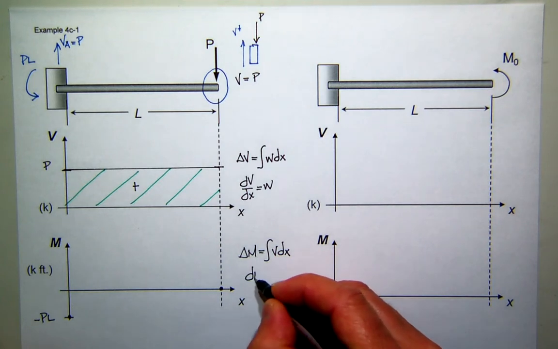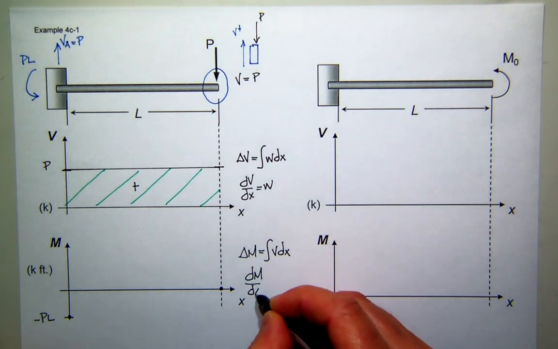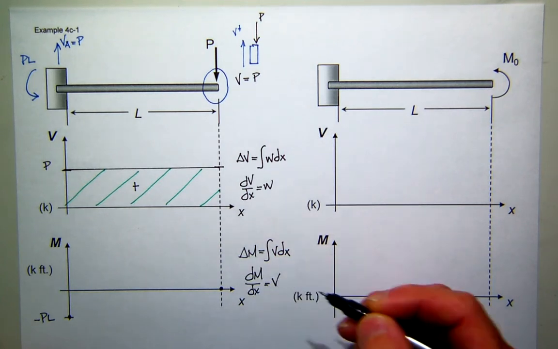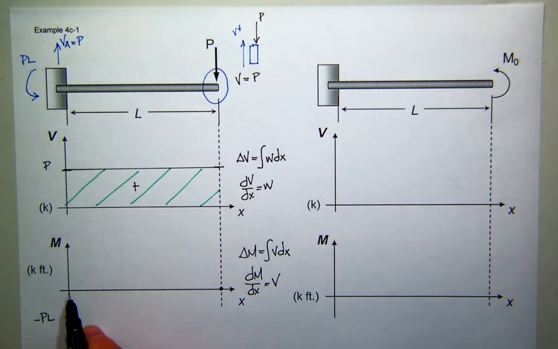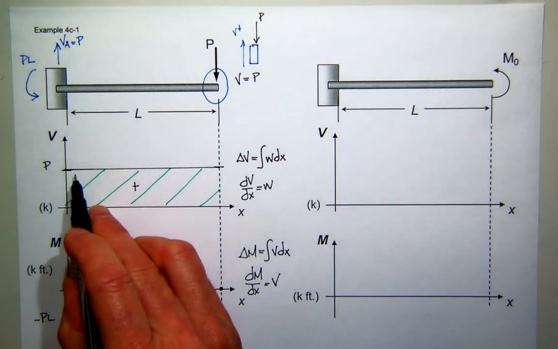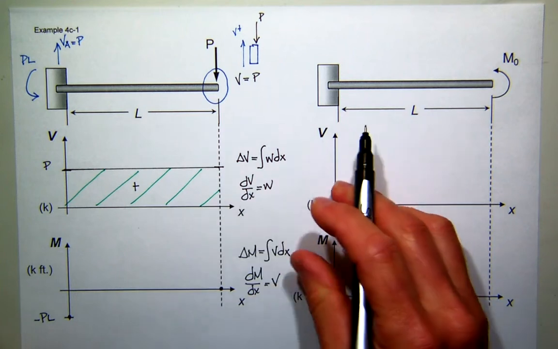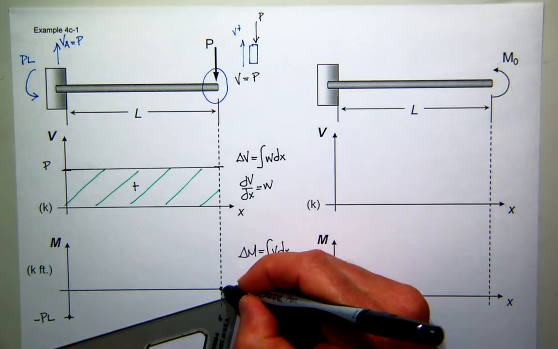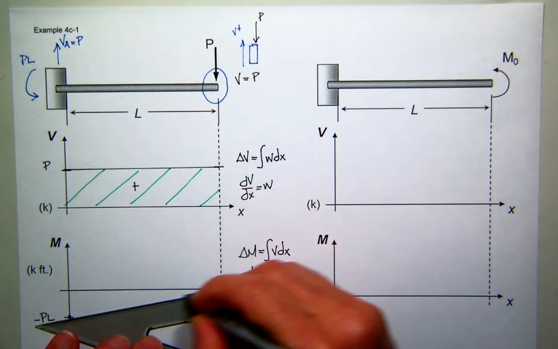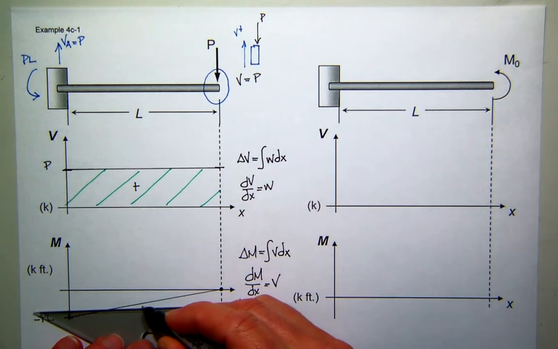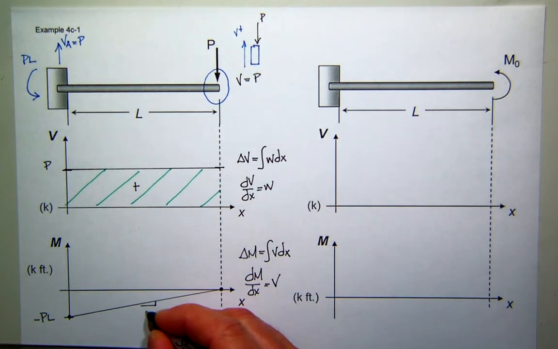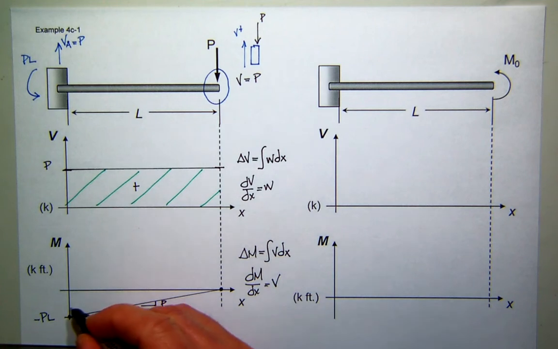What about the slope of the moment diagram? What is it equal to? It's equal to the shear. What is the value of the shear all along the beam? It's constant, and it's positive P. So here's a positive slope. That's constant. In fact, if you looked at it, you would see that the slope was P to 1, and that's your moment diagram.